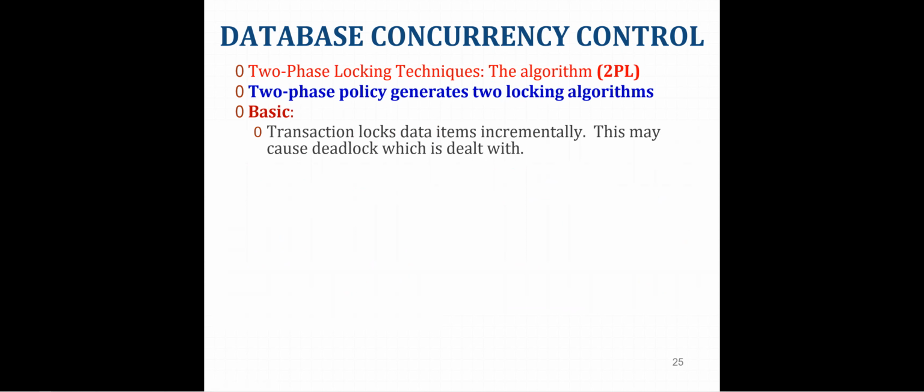What we've seen is called 2PL, two-phase locking, and it's also named basic. Okay, so in basic 2PL, a transaction locks data items incrementally. This may cause deadlock, which is dealt with. And this is one of the issues that we want to address in this session.